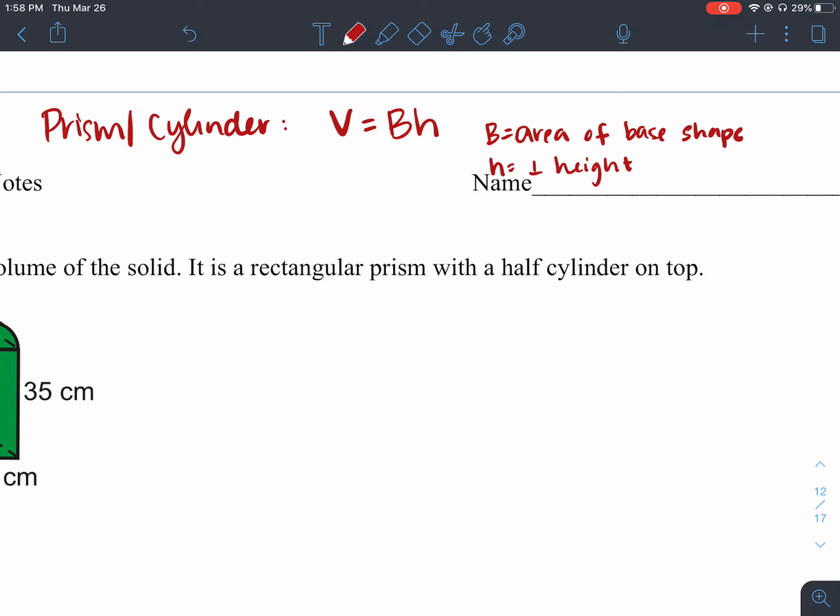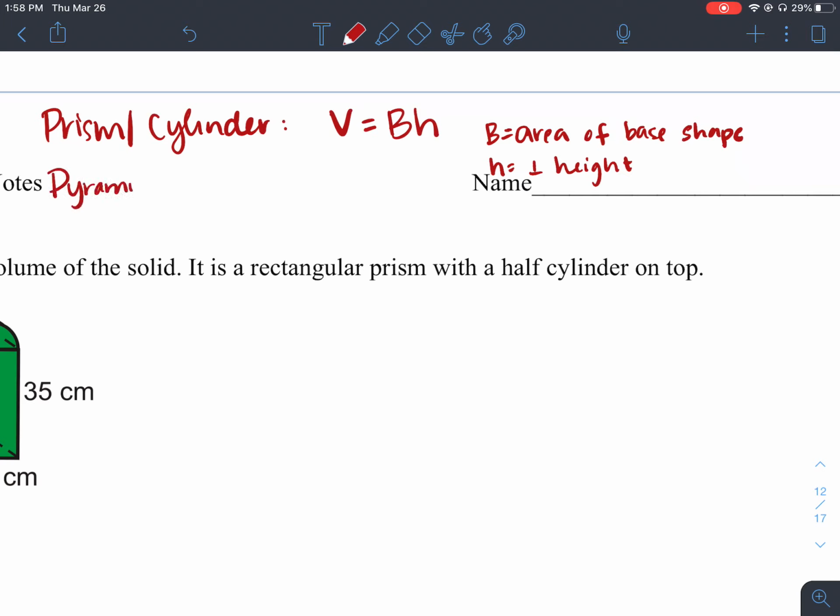This is different from that slant height, which if you remember on a pyramid or a cone, is what happens as you're sliding down the edge of your pyramid or the edge of your cone. We use that for surface area. Volume, we use the perpendicular height. So prisms and cylinders, the volume is the area of the base times the height, or capital B times H.